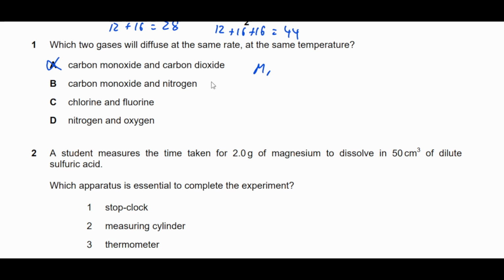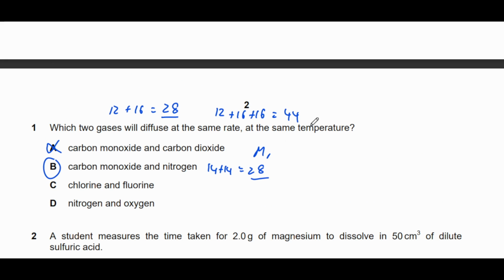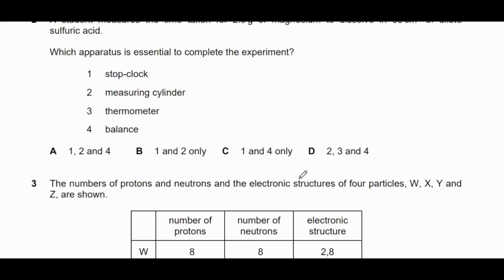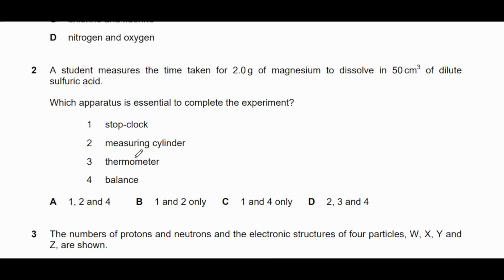Carbon monoxide and nitrogen. So nitrogen is 14 plus 14, which is 28. Oh, you see here, 28, 28 is the same. So therefore, the answer is B. Right? For them to diffuse at the same rate at the same temperature, they have to have the same molar mass.